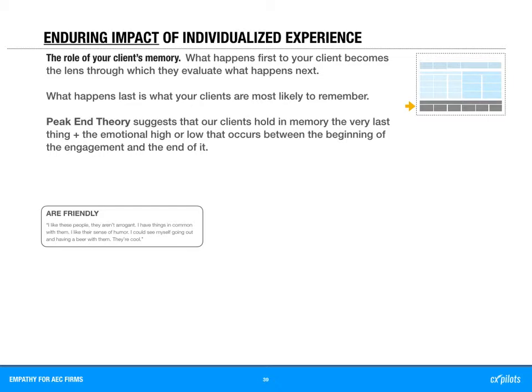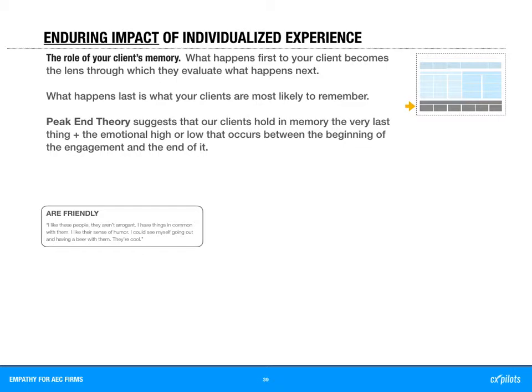So let's talk about the role of your client's memory. What we've learned is what happens first to your client becomes the lens through which they evaluate what happens next. If you majorly flub up the first part of the project, it's going to remain indelible in their memory that that's very likely to happen again. And that's something that you just have to acknowledge. If you flub up in the first part of the project, you have to remain in recovery mode.